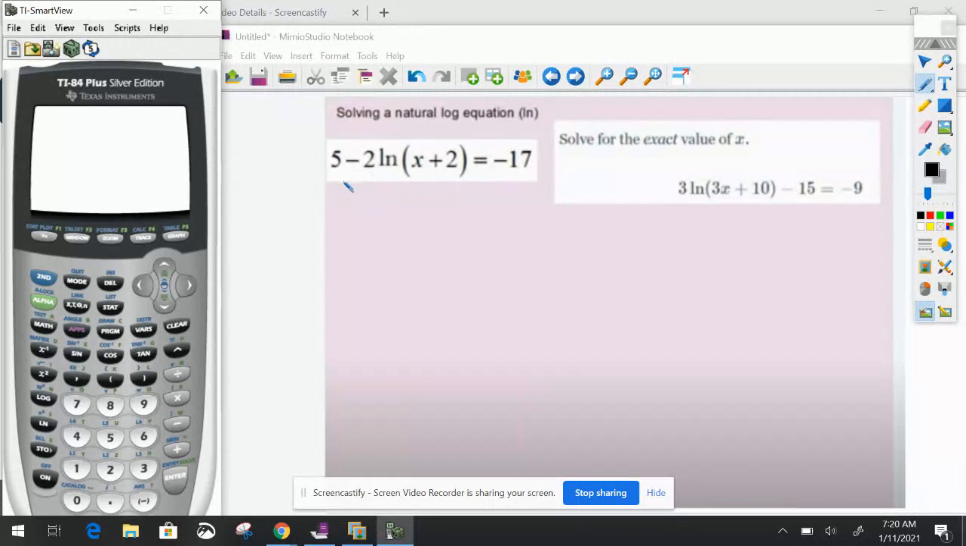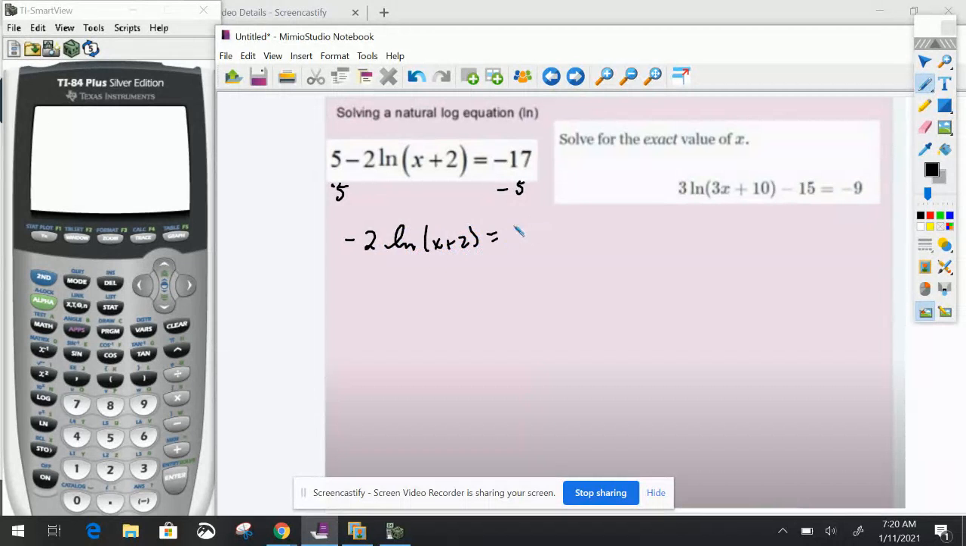So when I go to solve this, I'm going to move the 5. So I'm going to subtract 5 from both sides. It's going to be negative 2 natural log of x plus 2 is equal to negative 22. I'm going to divide both sides by negative 2. And that gives me the natural log of x plus 2 is equal to 11.